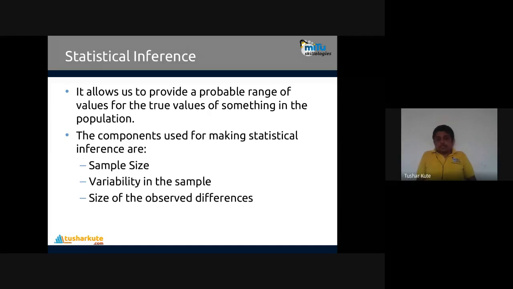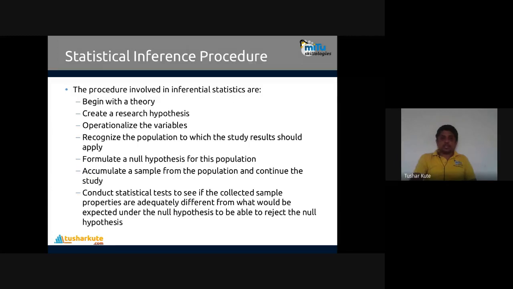Sample size, variability in the sample, size of observed differences. So statistical inferences, or the model of statistical inferences, can be created with the help of these. Sample size, the variability or variance present in the sample, how many elements there are, and the differences that we have in the observed data. Based on that, statistical inferences can be calculated.